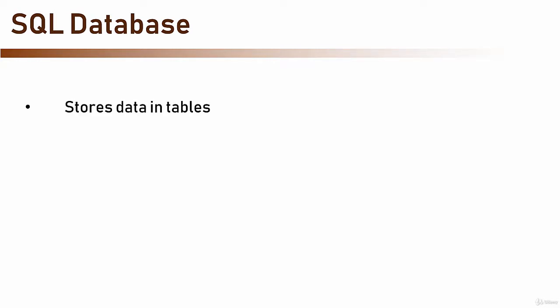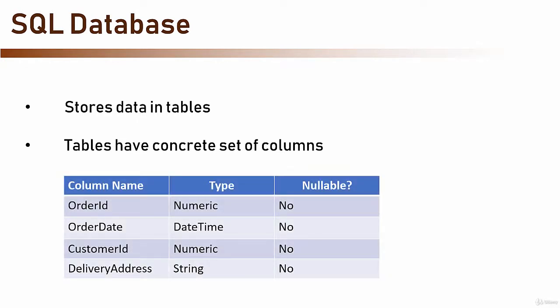They store the data in tables. Each table stores a specific type of entity, and each table has a concrete set of columns which represent the various properties of the entities. For example, the following table demonstrates how a very simplified order entity will be represented in a relational database.